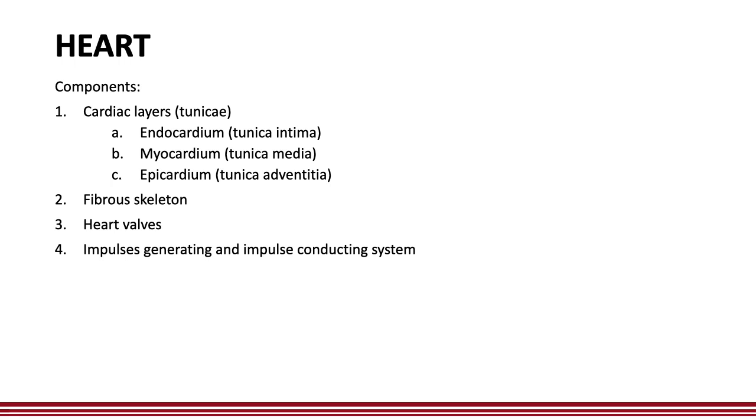The heart is composed of multiple layers which parallel the layers of the blood vessels. Okay, so these cardiac layers are called tunicae. From the inside going out, the layers are the endocardium, which is analogous to the tunica intima of the blood vessels, myocardium, which is analogous to the tunica media of blood vessels, and the epicardium, which is analogous to tunica adventitia.